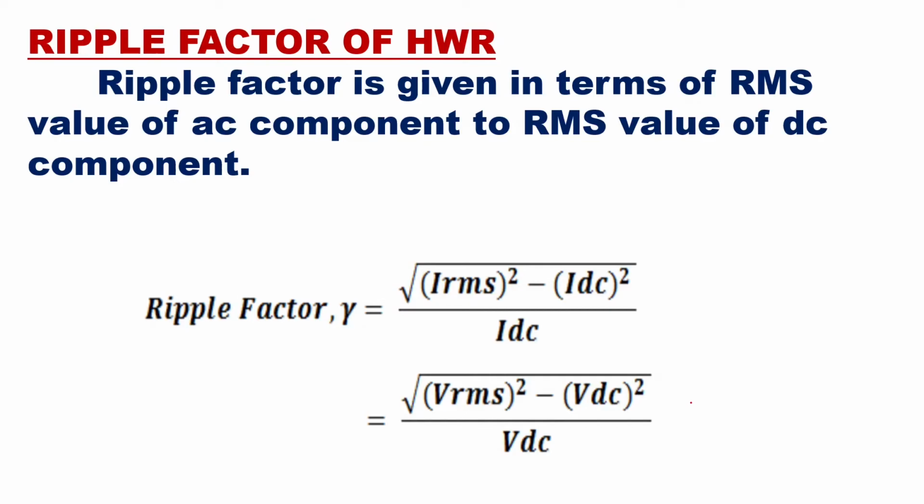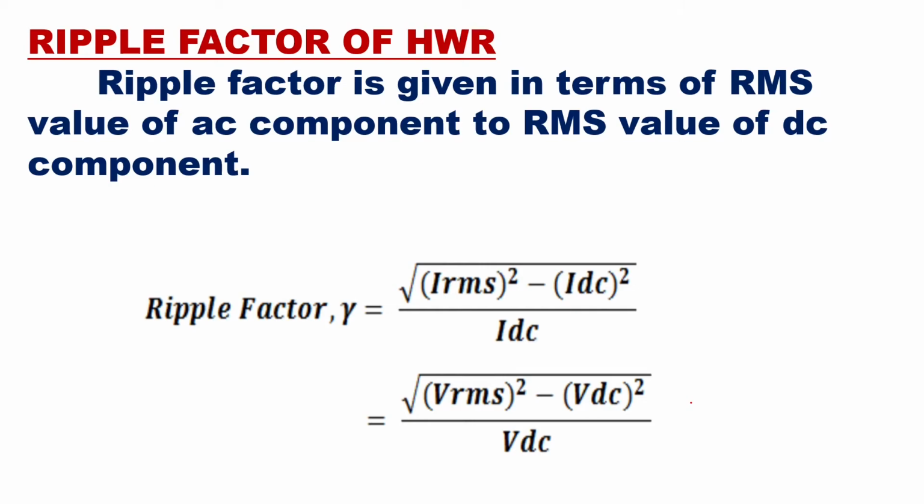Then we'll go on to see terms like ripple factor and efficiency of the half-wave rectifier. First, we will see ripple factor. Ripple means the AC component which is present in the output of a rectifier. We expect the output of a rectifier to be DC, but that DC will not be pure DC. Some AC component will be there, and that AC component present in the DC output of the rectifier is called ripple. And then we can calculate the ripple factor.